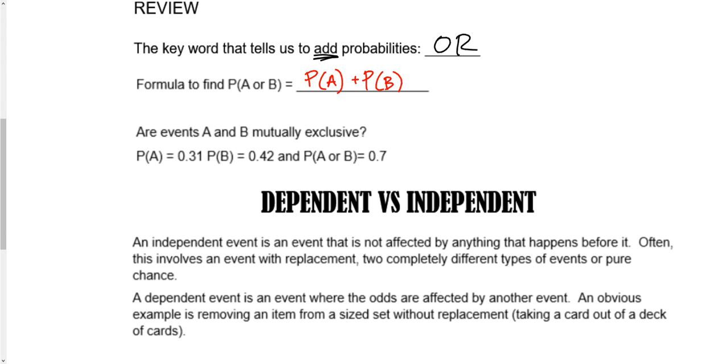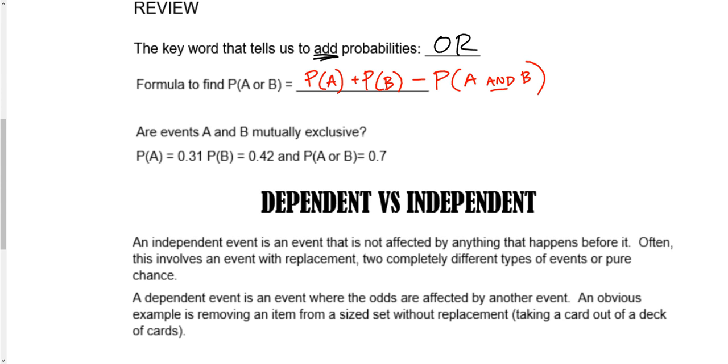So when it's the probability of A or the probability of B, find the probability of A, add it to the probability of B. Now, what does it mean if you add those probabilities and it goes higher than one? Yeah, that means you got something that got double counted, because we're not supposed to go over 1.0. So that means that we have to subtract the shared stuff, the probability of A and B occurring at the same time.